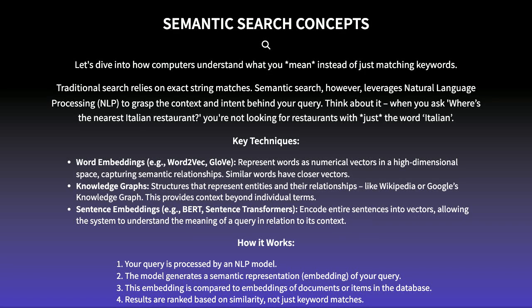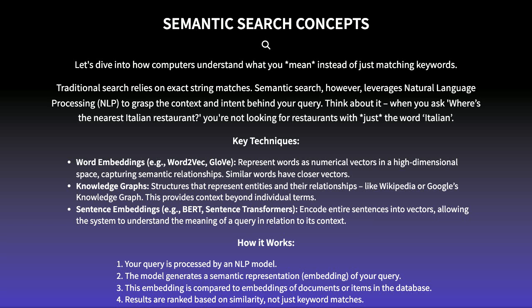Okay, so let's talk about how computers can actually understand what we're asking for. Traditionally, searching was all about matching words exactly, like a simple keyword hunt. But modern search is much smarter. It uses something called semantic search. Instead of just looking for the words you type, it tries to figure out what you mean.